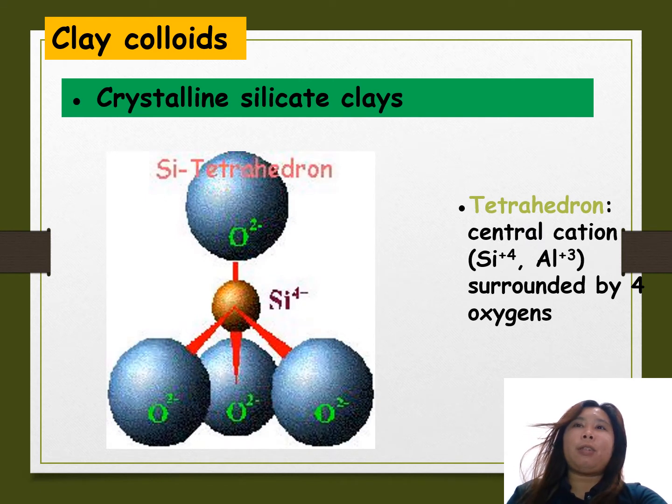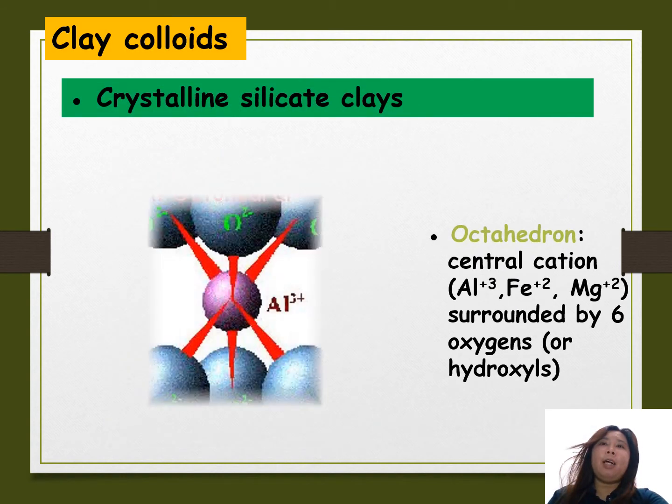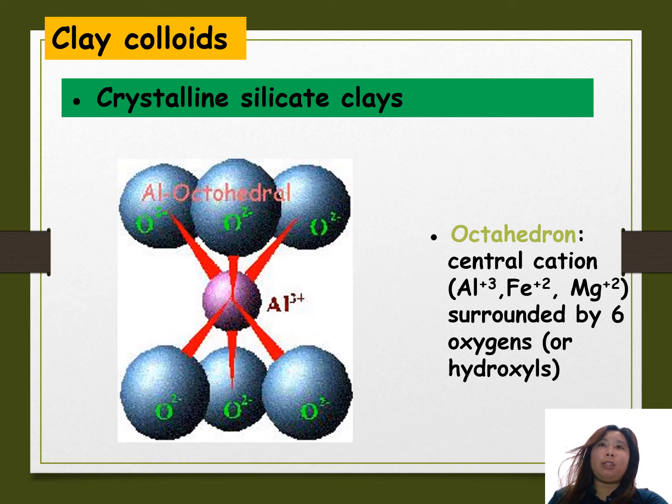So this is the structure of a tetrahedron, particularly the silica tetrahedron. A tetrahedron consists of a central cation, it can be silicon ions or aluminum ions, that is surrounded by 4 oxygens. And this one is an aluminum octahedron. An aluminum octahedron consists of an aluminum central cation surrounded by oxygens, or it can be hydroxyls. The central cation could also be iron or magnesium ion.